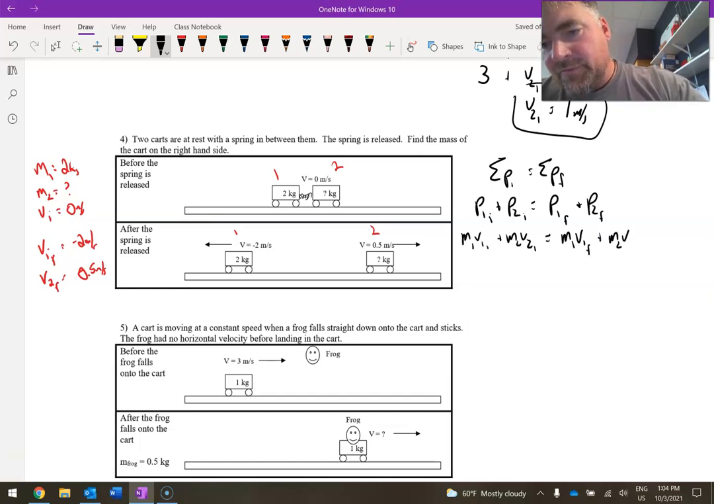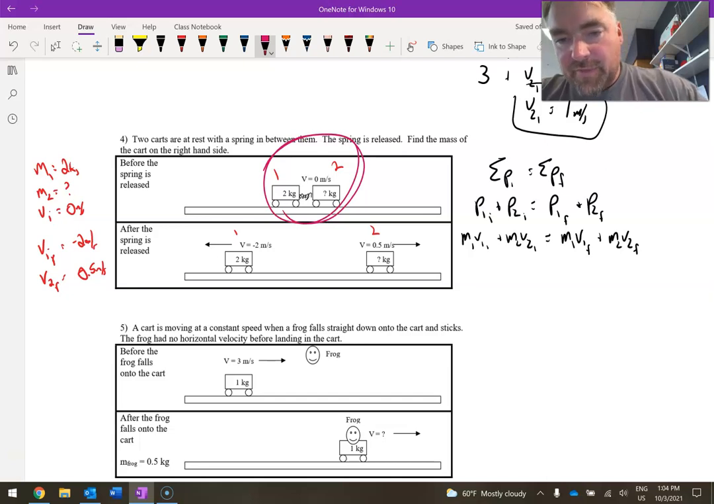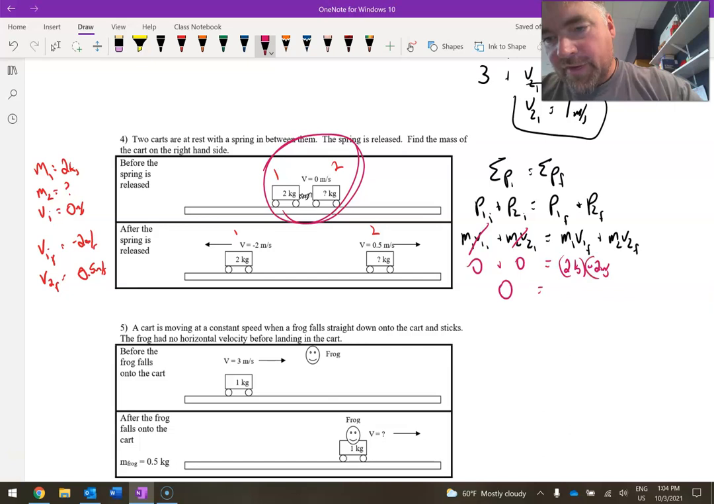plus M2 V2 final. Now, I could take a shortcut here, since I know that both of these have an initial velocity of 0, that means this is going to be 0, and this is going to be 0. So 2 times 0 and something times 0 is still going to be 0. So I can just make all of this 0 if I want. Make that equals, so M1 is going to equal 2 kilograms times the -2 meters per second. Don't forget the negative, that's important. Plus M2 times 0.5 meters per second.